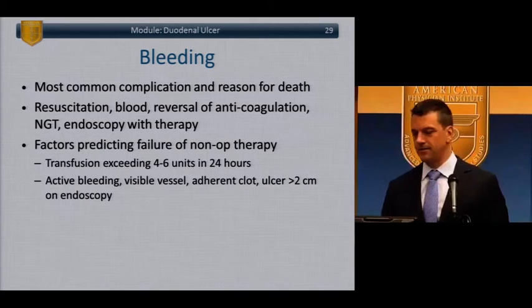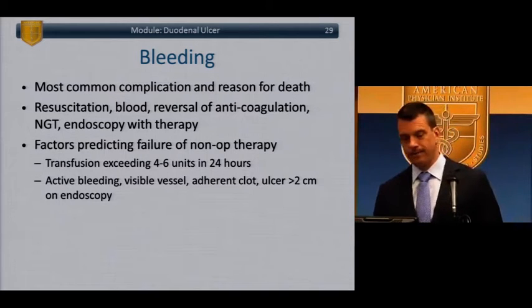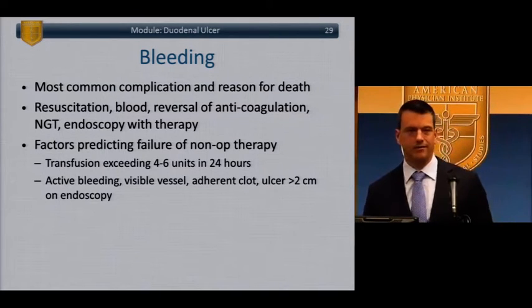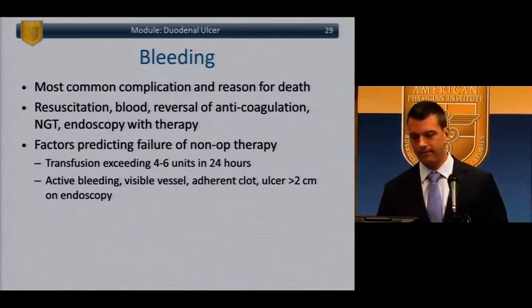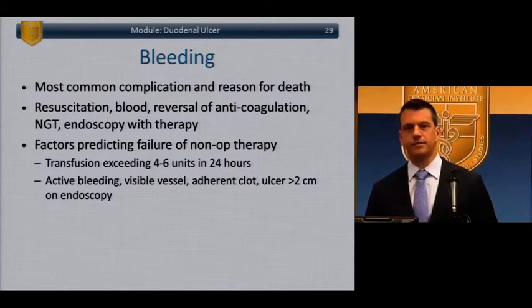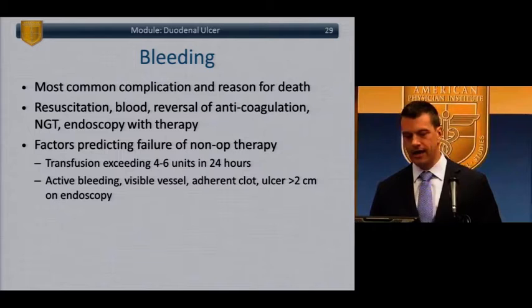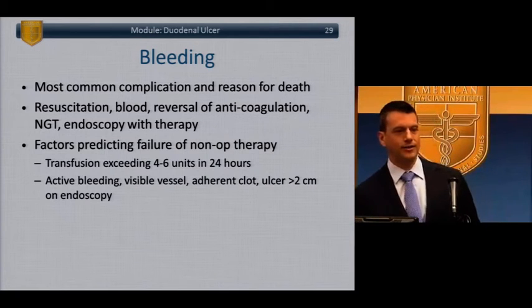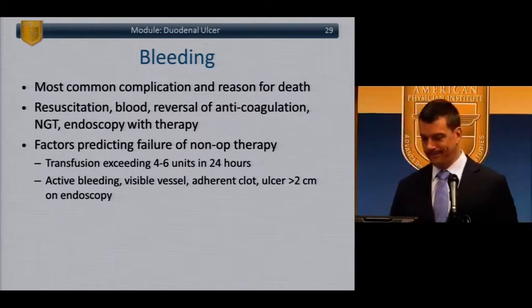There are some factors that predict failure of non-operative therapy. This can be transfusions exceeding 4 to 6 units in a 24-hour period, active bleeding, again, a visible vessel, an adherent clot, or an ulcer that's greater than 2 centimeters in size.